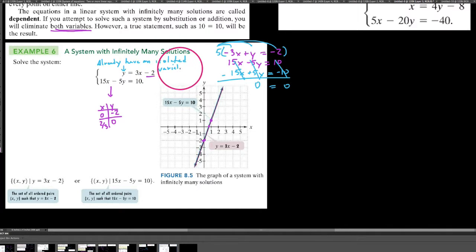So what I'm going to write is a little note here. We'll use substitution, and we'll just go ahead and get started here. Since y equals 3x minus 2, we're going to take that and plug it into our y on our second equation here.